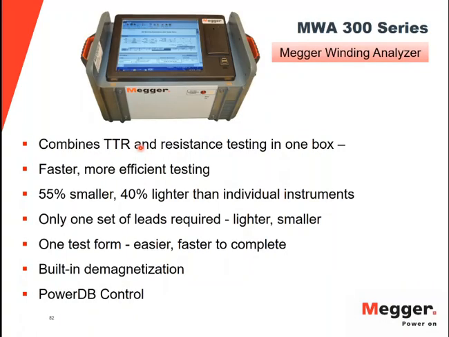The third unit that we have in our portfolio is a combination of turns ratio and winding resistance together in one box. As you can see, this unit is a one-piece unit with TTR and winding resistance combined together into one box. It is half the size of the 2 units, and it's about 40% less weight than the 2 units. You only need 1 lead set, so that way you can do turns ratio and winding resistance from the same connections. There is one single test form that would do turns ratio and winding resistance.